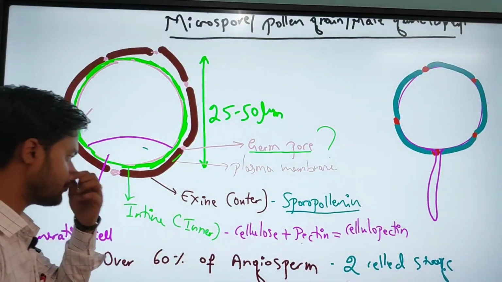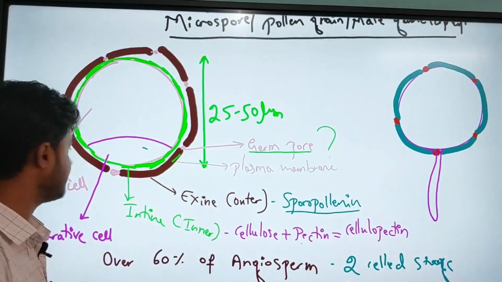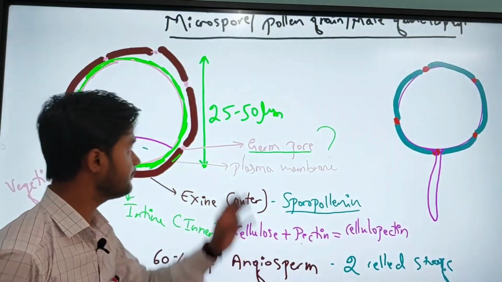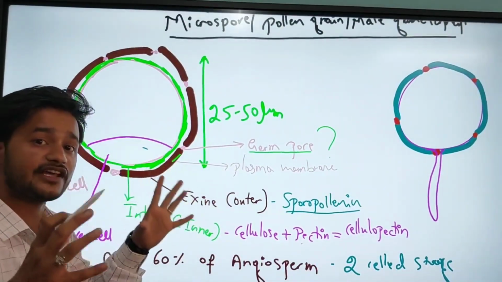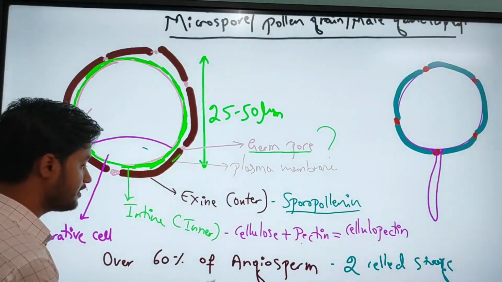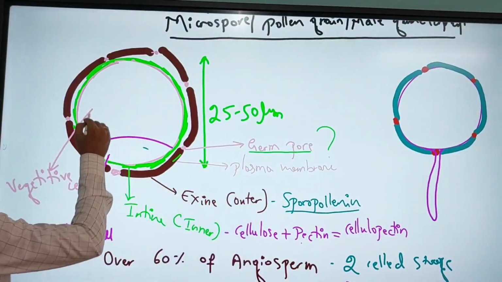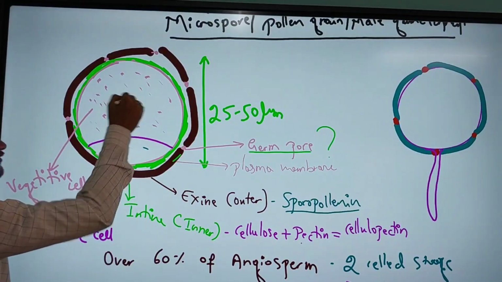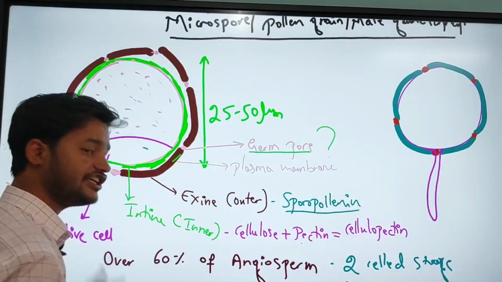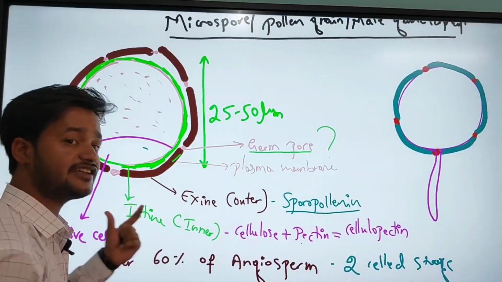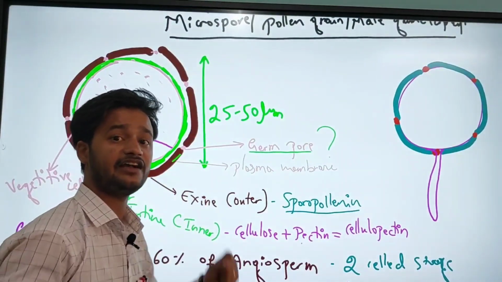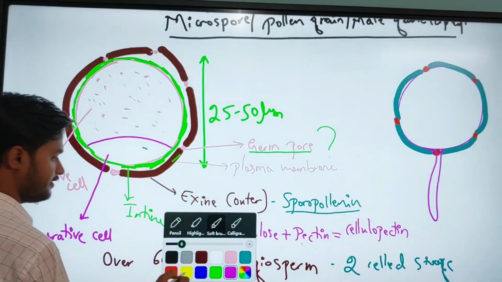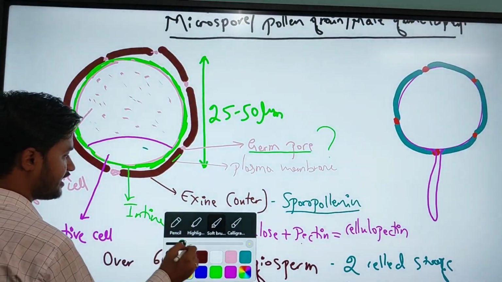Okay, so let us discuss one by one, vegetative cell and generative cell. The vegetative cell contains a large amount of reserve food material. It is a larger cell and contains an irregular shaped nucleus. The shape of the nucleus is irregular.